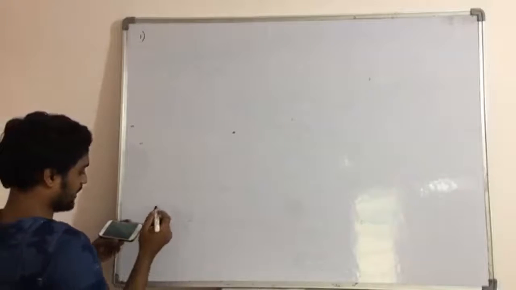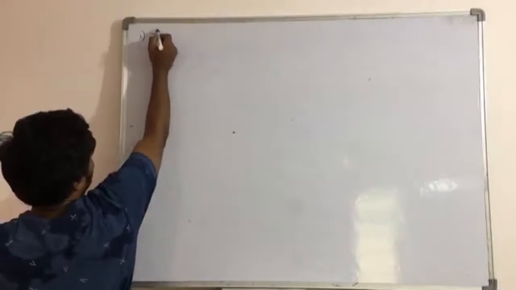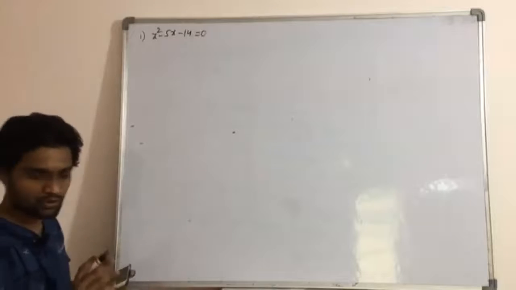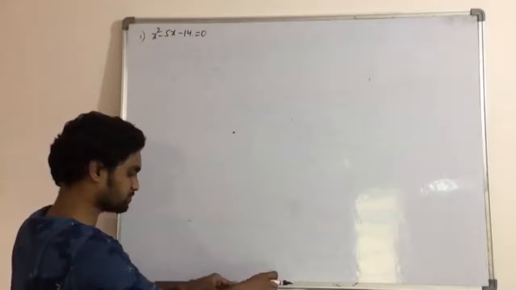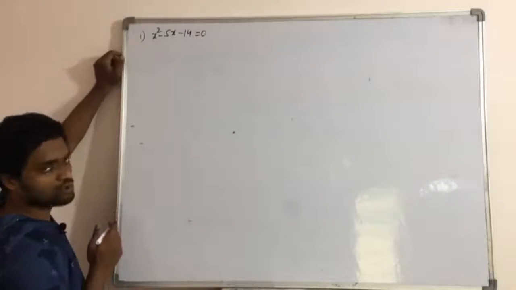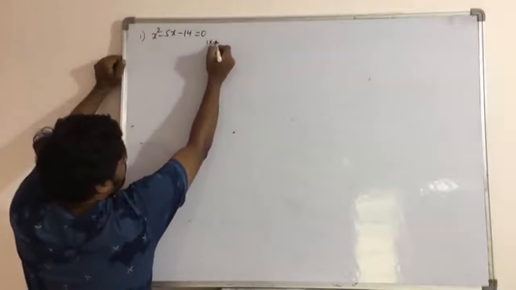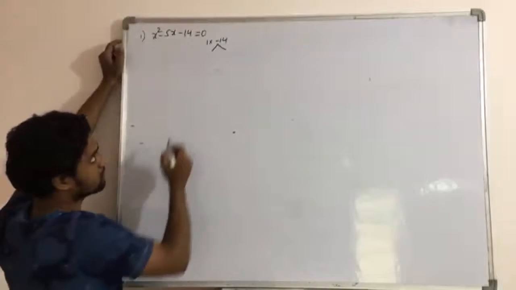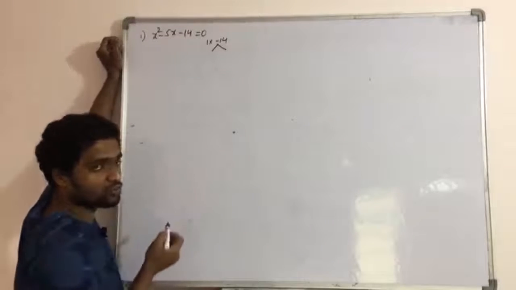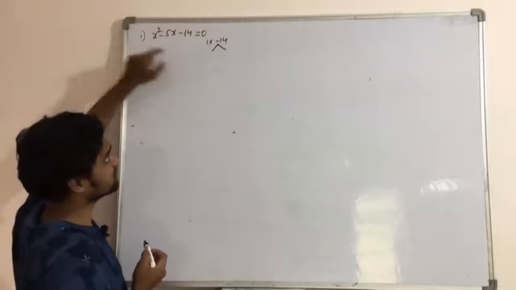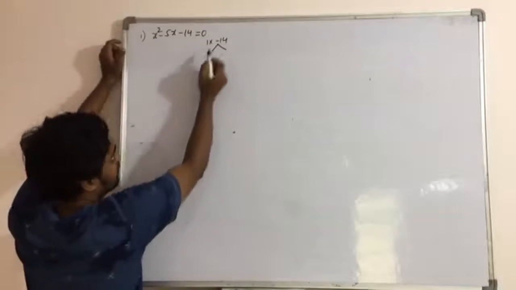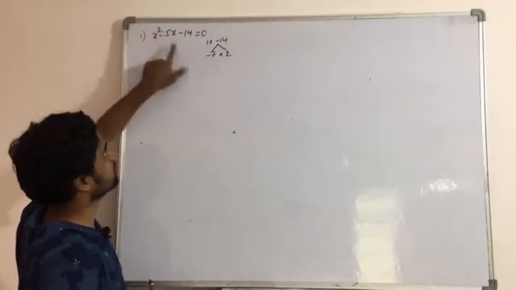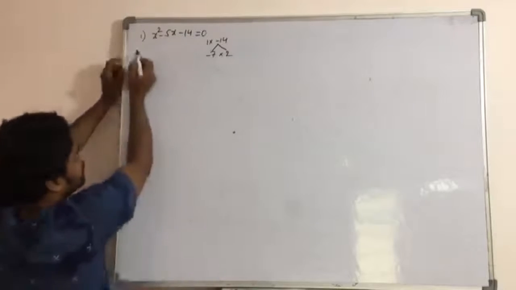So the first one: x square minus 5x minus 14 is equal to 0. That is the quadratic equation. Now observe this. How to factorize it? You have to express minus 14 as a product of two terms, of which if you add those two, you should get the middle term. So it should be minus 7 into 2. Minus 7 into 2 is minus 14, and minus 7 plus 2 is minus 5.